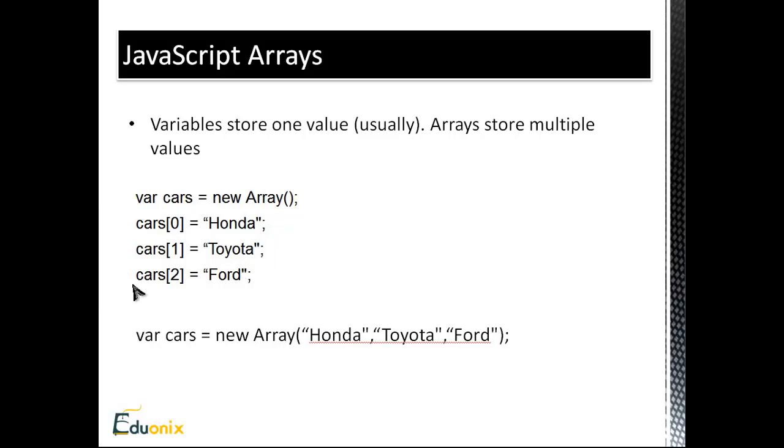Now this here, we can do the same exact thing in this format. We're saying variable cars, so cars is a variable that holds an array, and here we're actually including the values in the array declaration. Okay, so this is Honda, Toyota, Ford. It's the same exact thing as this. If we write it this way, we can still access Honda with cars 0. It's the same exact thing.